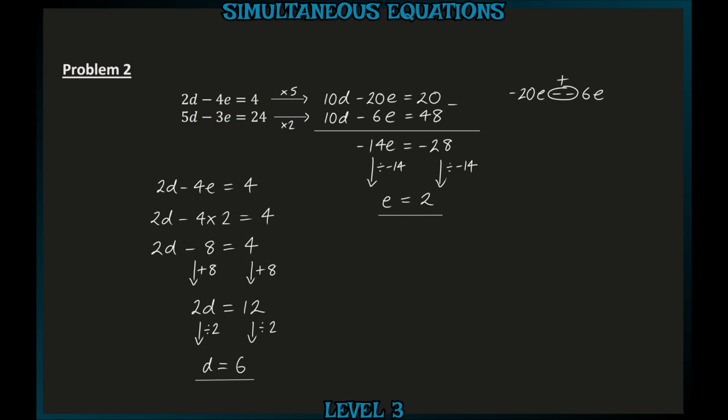And this means that our final solution to problem 2 is d is equal to 6, e is equal to 2.